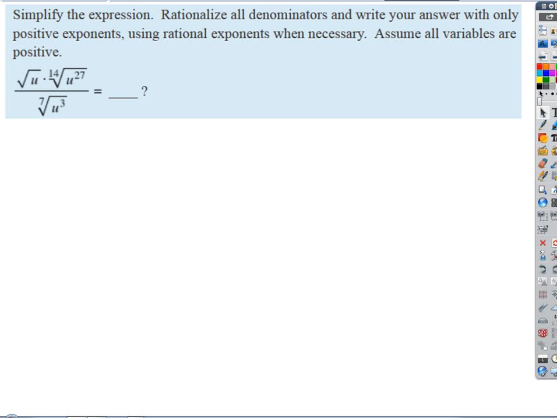So if I wrote this in terms of rational exponents, what do I get on the top? What's that? U to the 27/14. What's that? U to the 3/7. Okay, what does our property of exponents say about multiplying and dividing like bases? When we multiply, we add. When we divide, we subtract. So how could I write this as u to just some power? It's going to be u to what power?